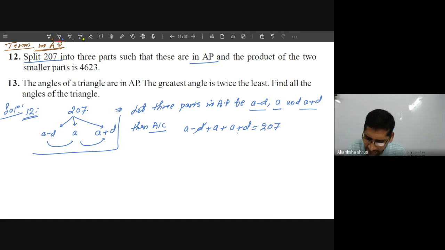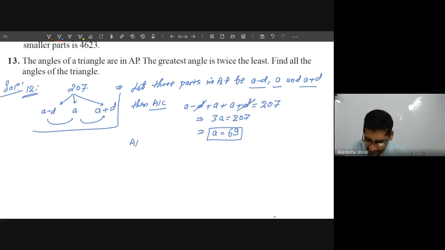Student, observe carefully, the D is being cancelled. यही ब्यूटी है कि जस्ट एक ही इक्वेशन से और एक ही कंडीशन से आपको एक अननोन पता चल जाता है. So 3 times A is equal to 207. So this implies the A value is 69. So one of the parts is determined, but the other parts also have to be determined. So for that, the D also has to be determined.